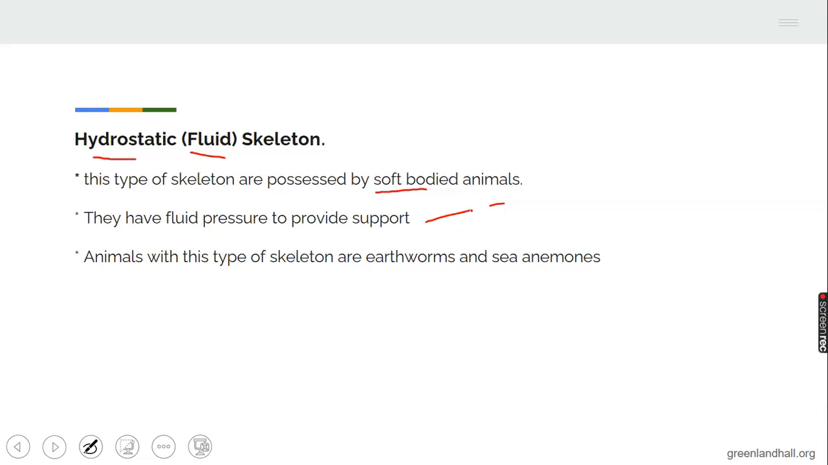Animals with this type of skeletal material are the earthworm and the sea anemones. Now you will notice that when you want to kill an earthworm, what we do is add salt to the body of the earthworm. The salt dehydrates the water, and once the water is out, the earthworm becomes dead, and that's why their body is moist always.